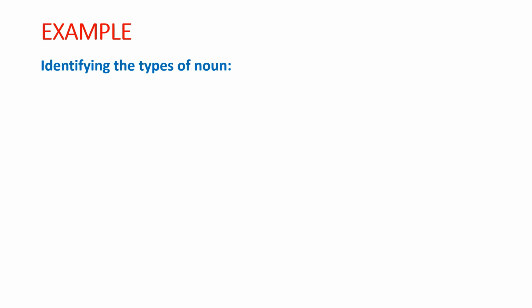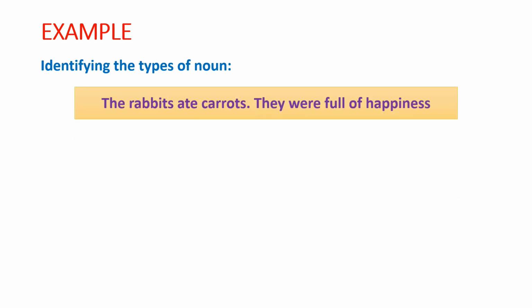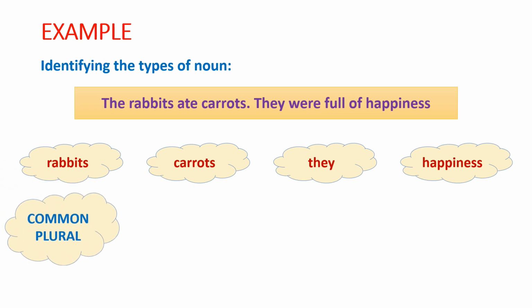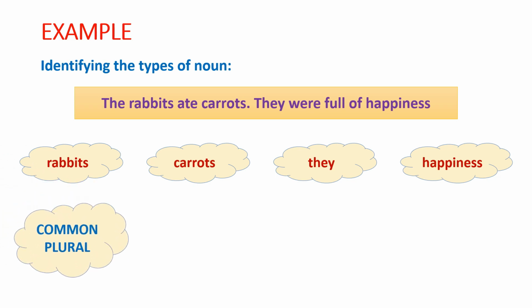Next, see the second example. The sentence is, the rabbits ate carrots. They were full of happiness. First, we will list all the nouns. Rabbits, carrots, they, and happiness. These four are nouns. And we will identify the types of noun. The rabbits are common and plural, because rabbits is not a unique name.